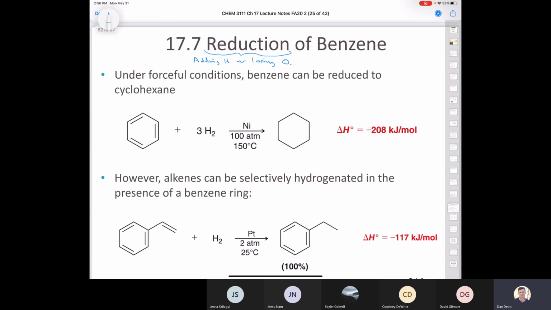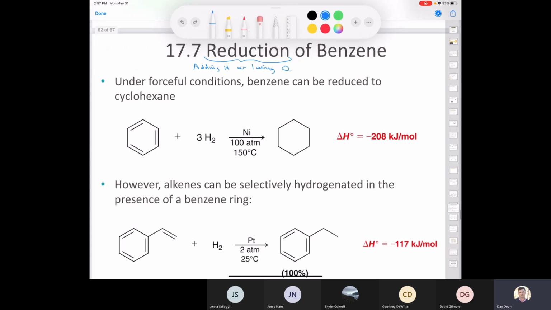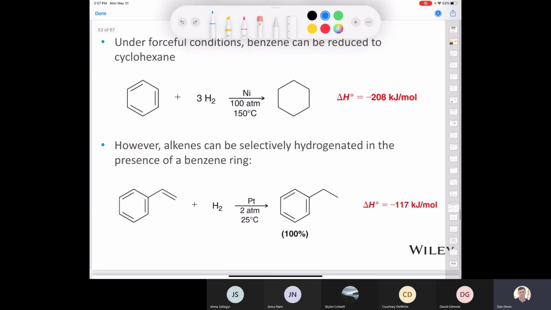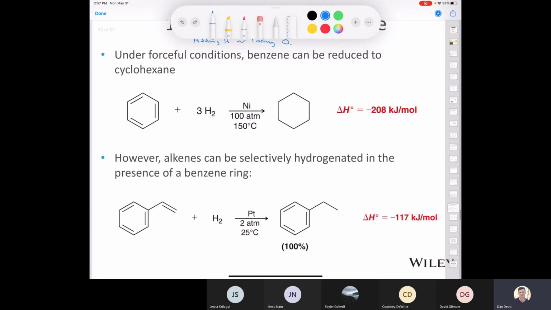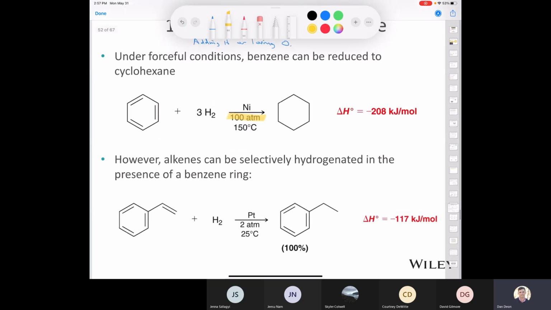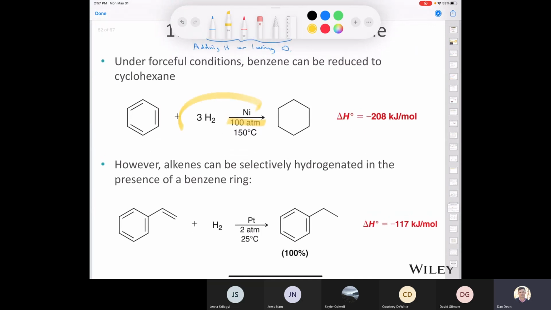So if you were to hydrogenate benzene, which can only be done under very forceful conditions to produce cyclohexane, that would be considered a reduction, right? We're adding hydrogens. You can see that you end up losing 208 kilojoules per mole. However, an alkene can be selectively hydrogenated in the presence of a benzene ring. Why can that be done? Because you notice here that it takes 100 atmospheres, right? That's 100 times atmospheric pressure in order to do this reaction.